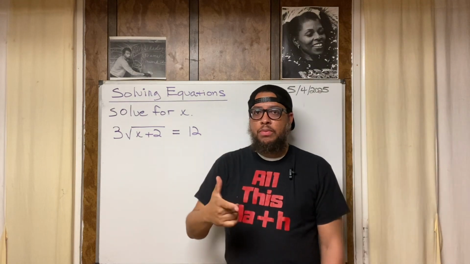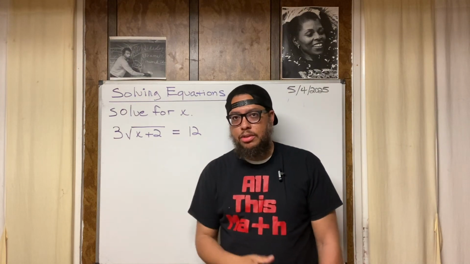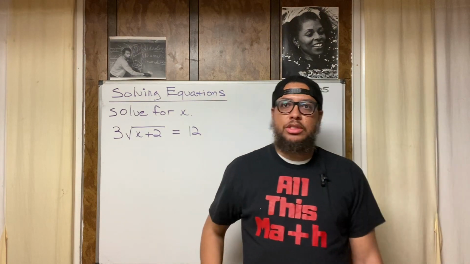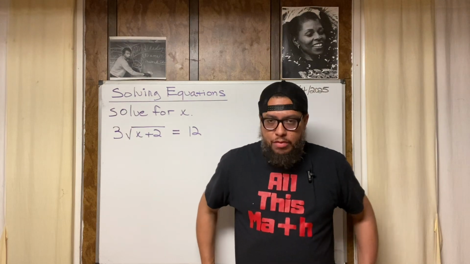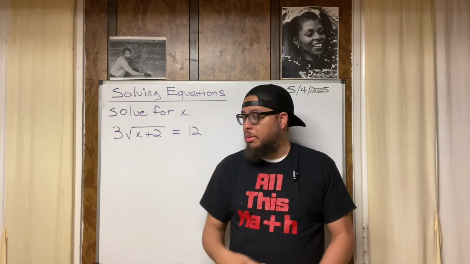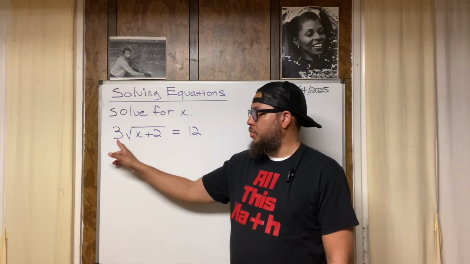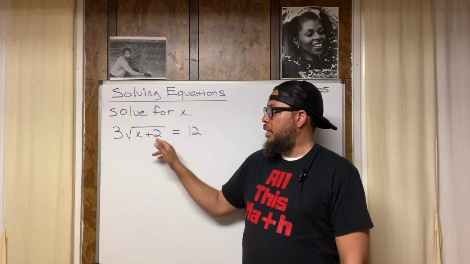My suggestion to you, whenever you're about to solve an equation, identify what you need to get rid of first. As a strategy, when you're assessing the situation, assessing the problem, identify what it is you need to get rid of first. All right. So I need to get rid of this 3, this radical sign, and this plus 2.